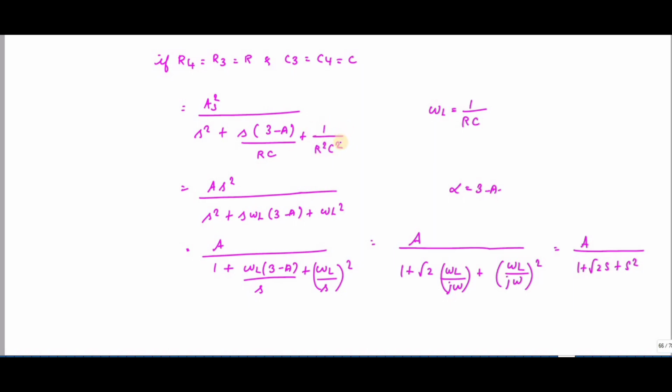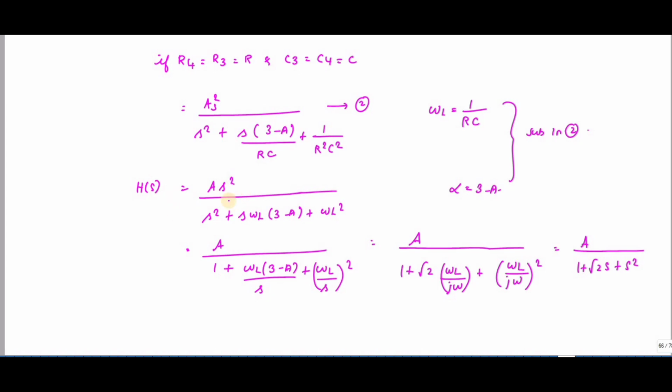Okay, so what I am going to do is substitute omega L equal to 1 divided by RC and alpha equal to 3 minus A in this second equation. If I substitute, I will get A S square divided by S square plus S omega L (3 minus A) plus omega L square. Okay, so this is your H of S.